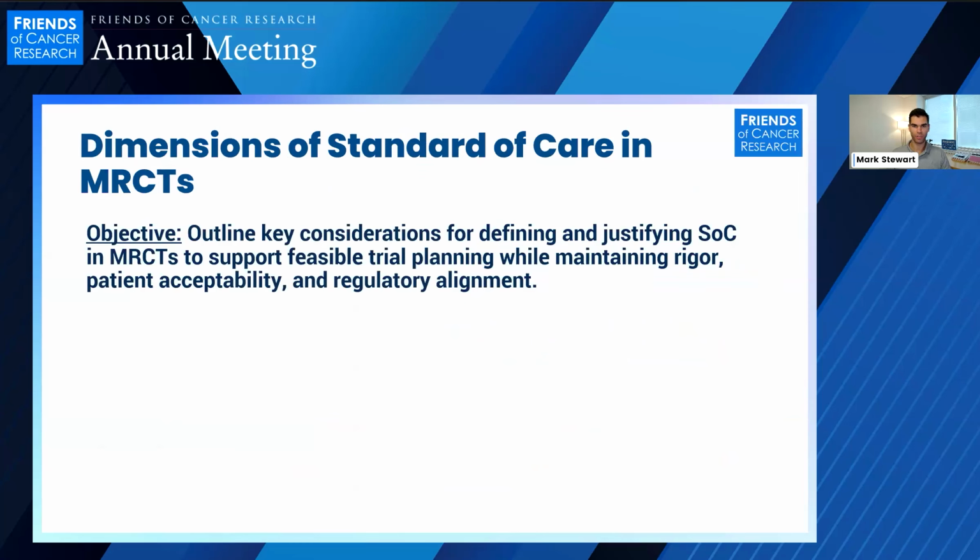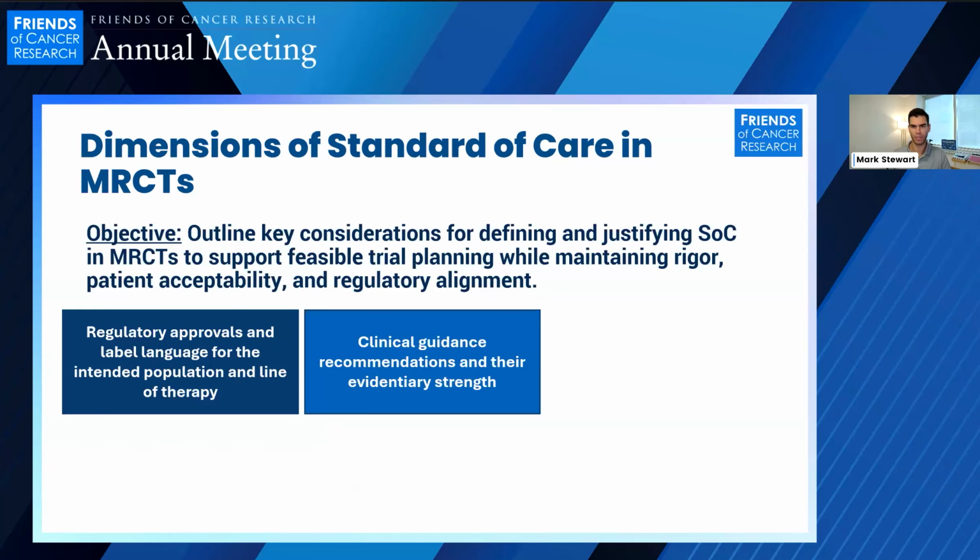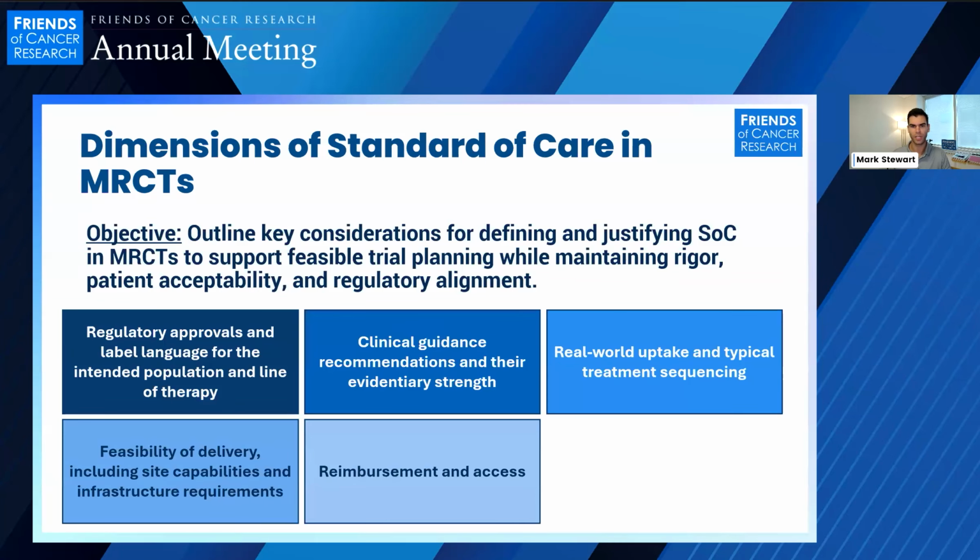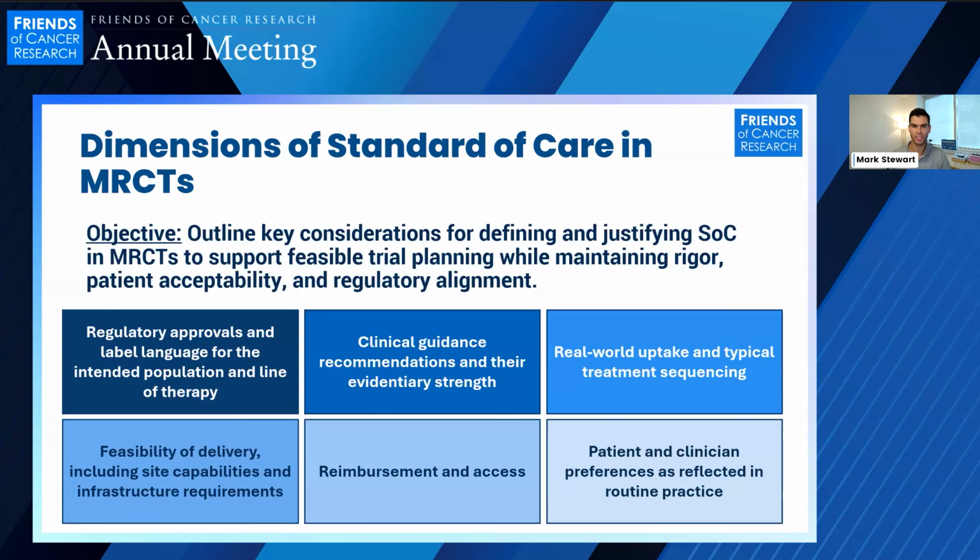To move the conversation forward, ongoing working group discussions have helped map out major dimensions that define standard of care in oncology. And these include regulatory approvals and label language for the population being studied, clinical guidelines and their evidentiary strength, patient and clinician preferences in routine care, how therapies are actually used in practice and their sequencing, the feasibility of delivery of the therapy, for example, whether infrastructure exists to deliver a CAR T or a radioligand therapy, and also reimbursement and access considerations. Each of these factors can influence what is considered standard of care, and together they highlight why standard of care may not be a single, universally agreed upon regimen.